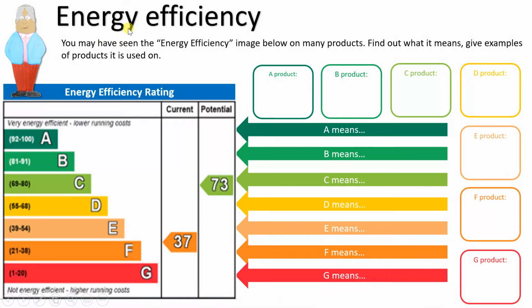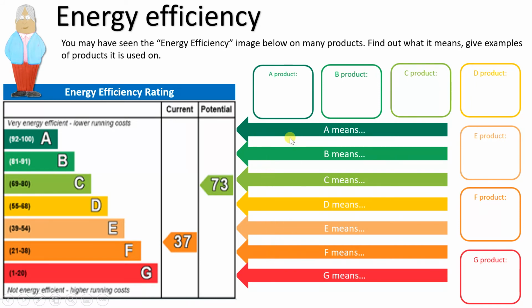Energy efficiency. You may have seen the energy efficiency image below on many products. That's the A, B, C, D, E, F, G, the green to the red symbols below on the left. Find out what it means. Give examples of product it's used on. Your job then, you need to fill in the arrows on the right.